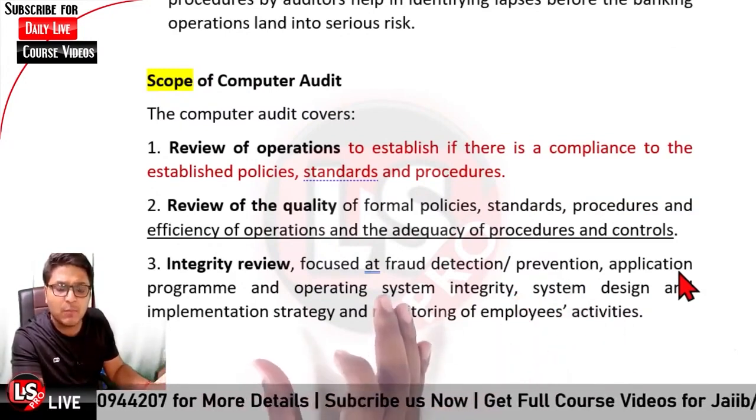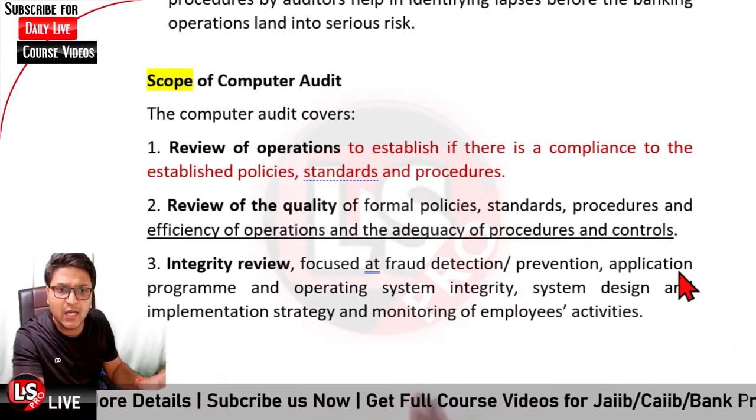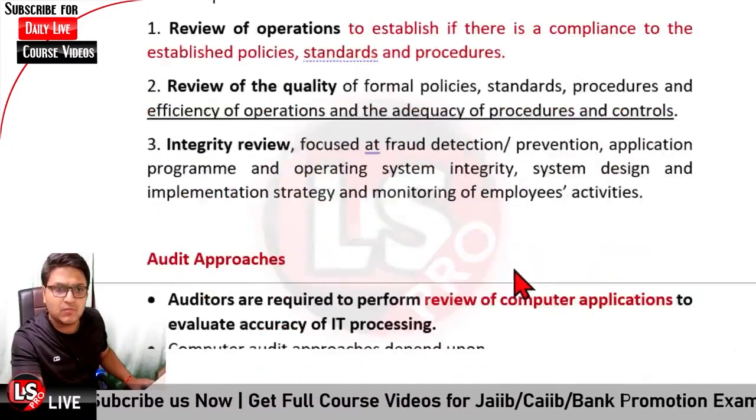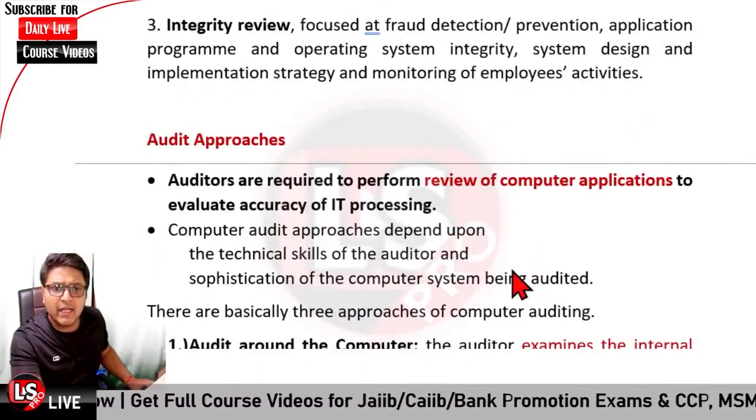Is the application program working properly or not? Is data integrity maintained or not? Okay, it is regarding that. Then it is regarding the audit approaches.